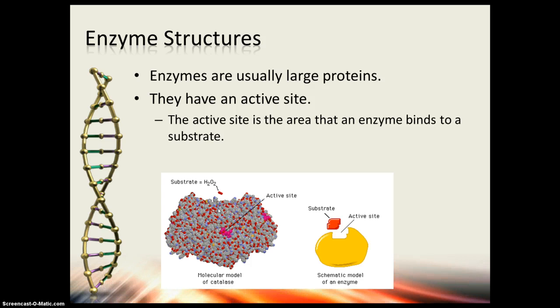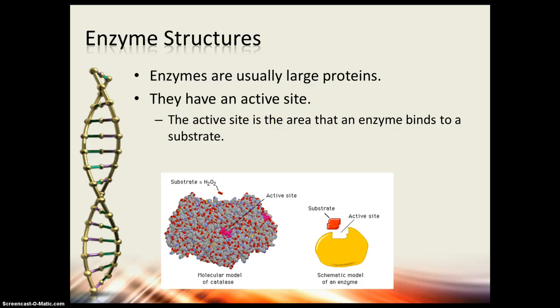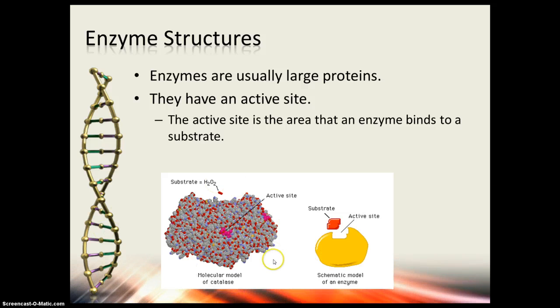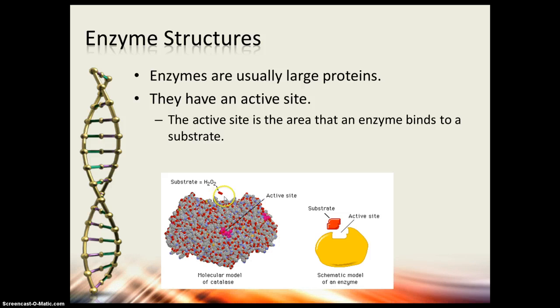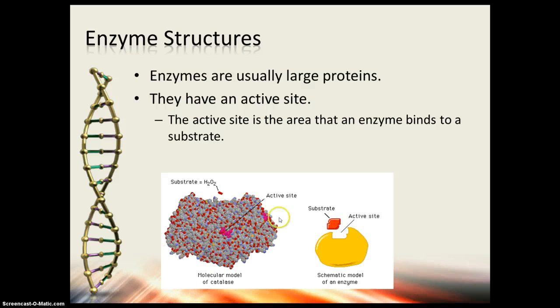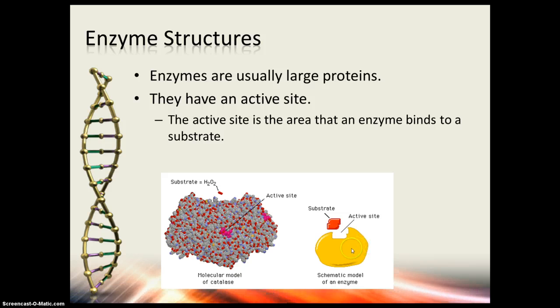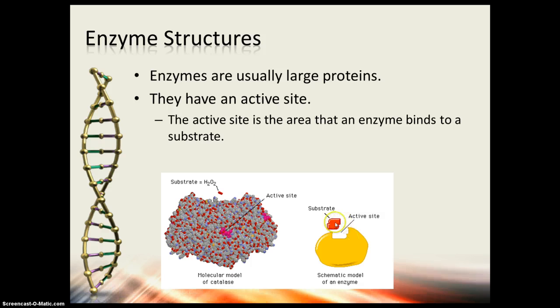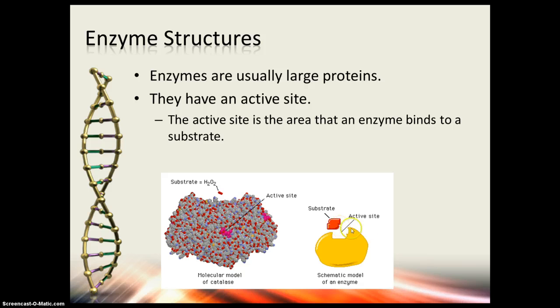Enzyme structures. Enzymes are usually large proteins and they have an active site. The active site is an area where an enzyme binds to a substrate. In the picture below, you can see a very realistic model on the left side of the active site and the substrate binding to it, and this is the very large enzyme. But then there's a schematic model, much more simple, and the yellow blob is basically the enzyme. And this orange structure is the substrate binding to the enzyme at the active site.